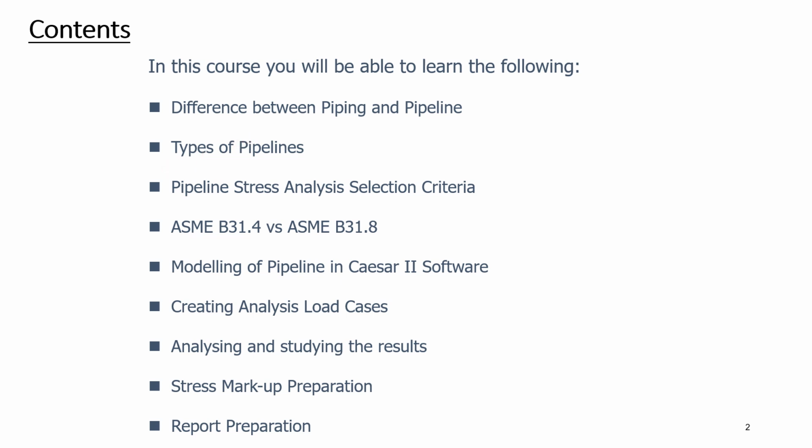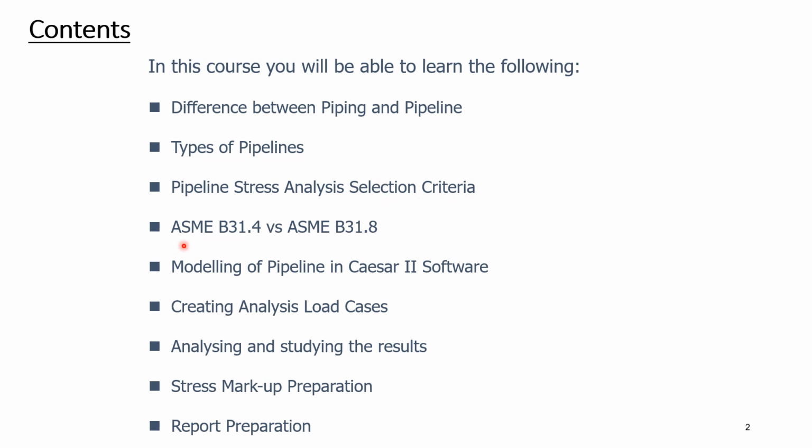Next, we will be learning what are the main criteria for stress analysis for a pipeline system. Means based on what conditions or which parameters it is decided that a pipeline is to be stress analyzed. So those criteria we will discuss in this part, pipeline stress analysis criteria.